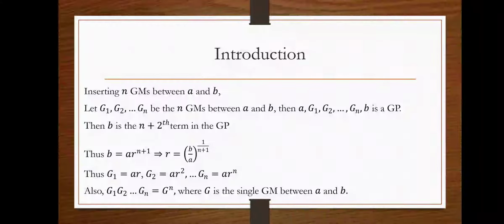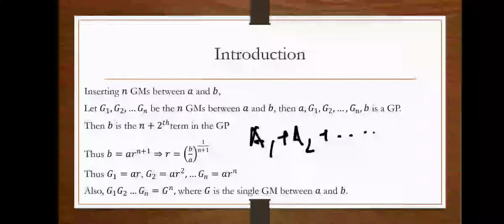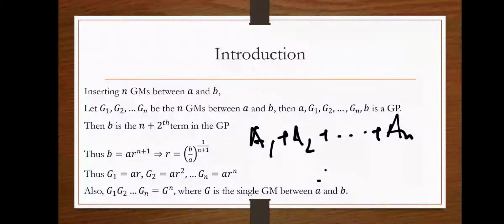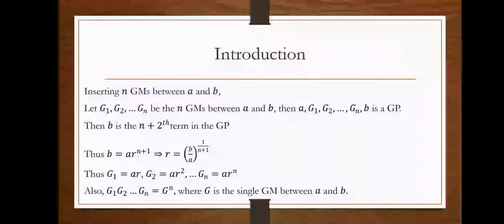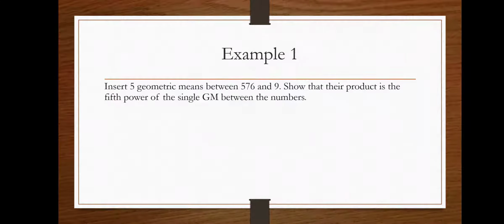As you had in the case of arithmetic means, that the sum of all arithmetic means, that is a1 plus a2 plus dot dot dot plus an, was basically n times the single arithmetic mean. So this is exactly the same, a similar kind of theory: the product of all geometric means equals the nth power of the single geometric mean. Okay, so now let us move to question number 1.